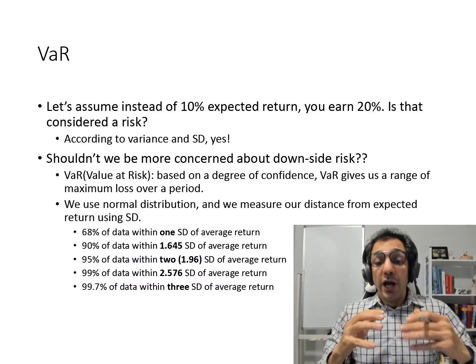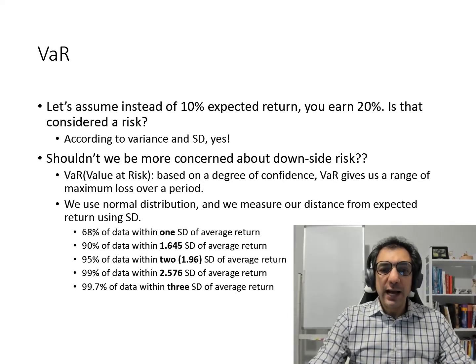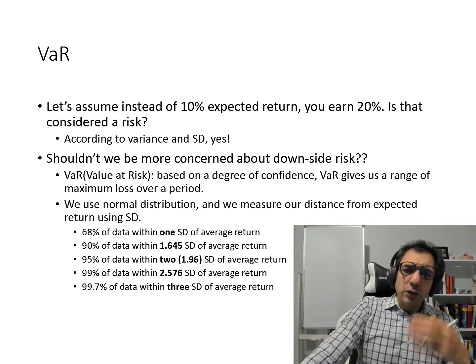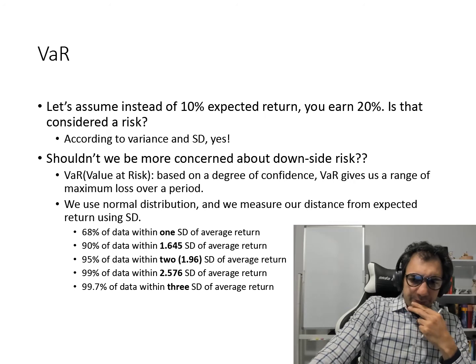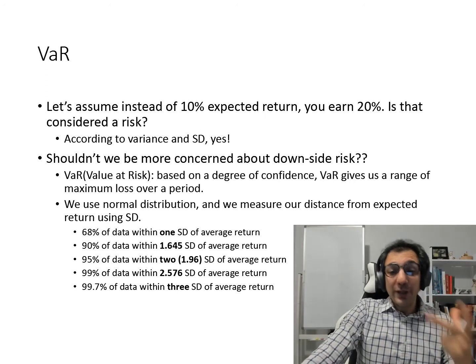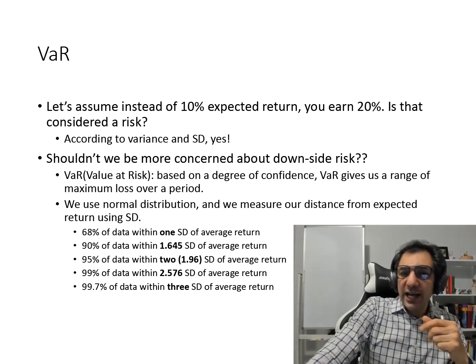Now, one of the major problems we have with variance and standard deviation is that it focuses not only on downside risk, but also considers the upside risk. What do I mean by that? Let's assume that your expected return is 10%. Okay, so that's your expected forecasted return. But actually, after 1 year, you earn 20% instead of 10%.